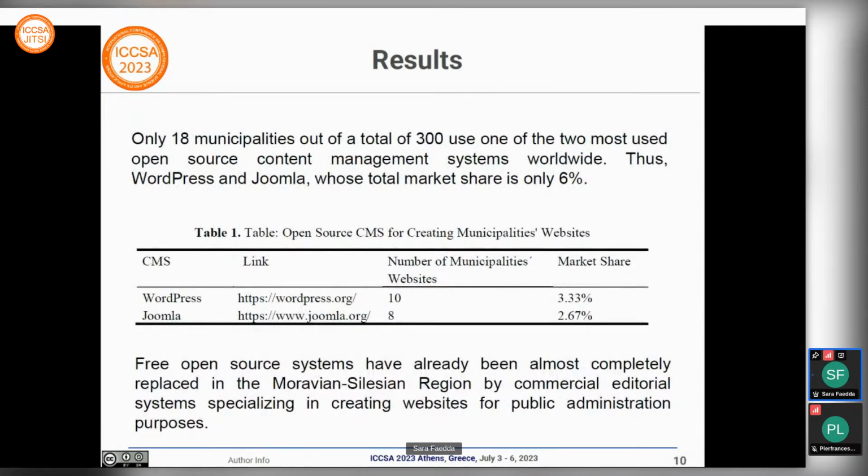Of course, we wanted to know how many municipalities use these most worldwide systems such as WordPress and Joomla, and it was interesting that only about 3% of them, so 10 and 8 municipalities, use WordPress and Joomla. So we can say that at first sight, the municipalities don't use these open source systems for the creation of their websites. They use the special ones.